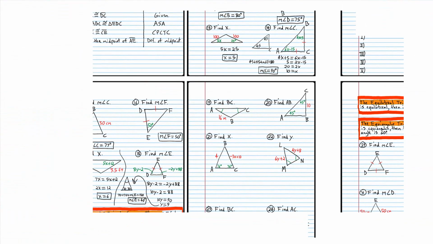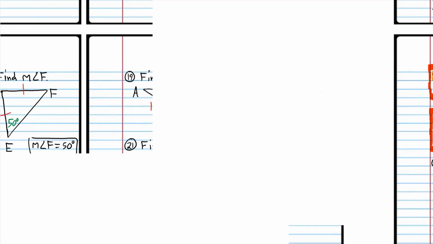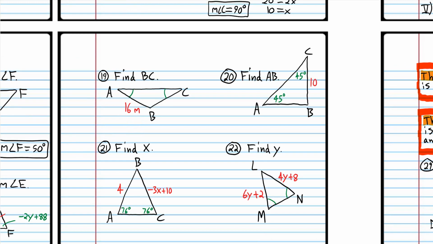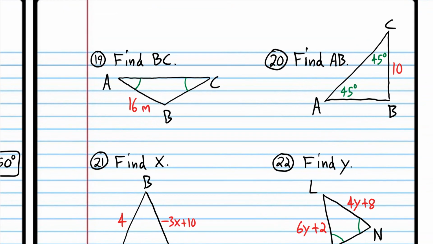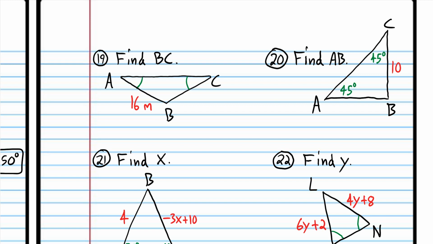So let's try number 19 together. Now we have two congruent angles. So that means the sides opposite those angles must be congruent, but we know this side is 16. So that means that this side must be 16 also. So the length of BC is 16 meters.